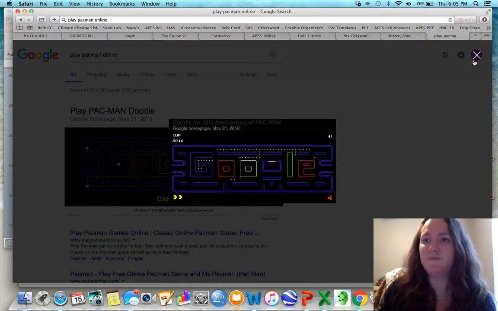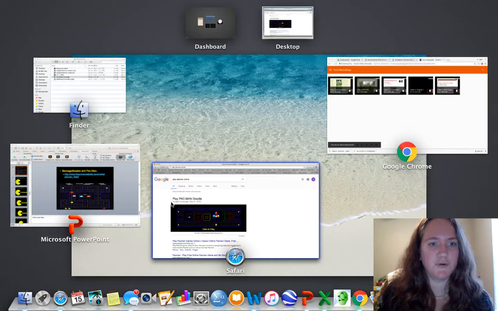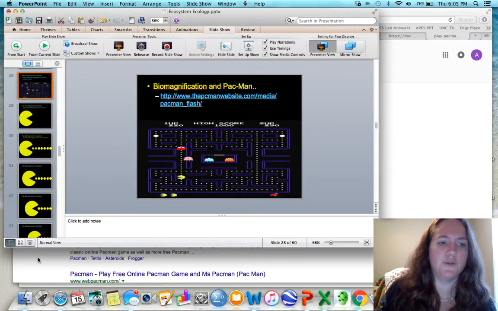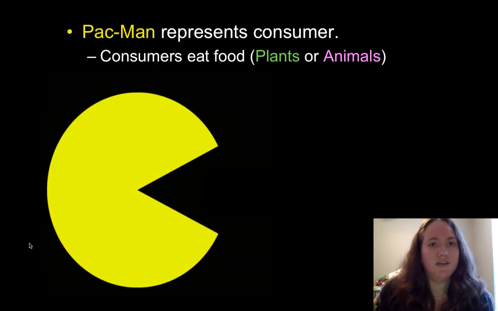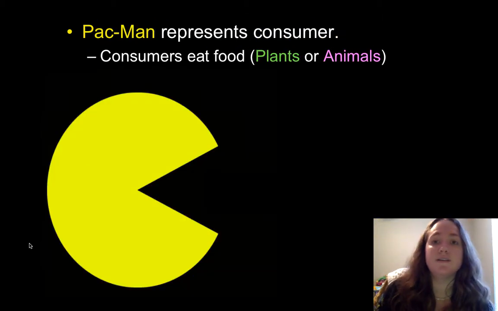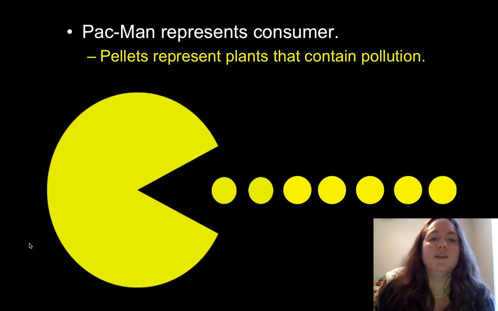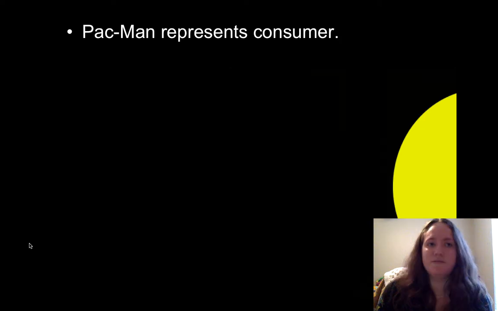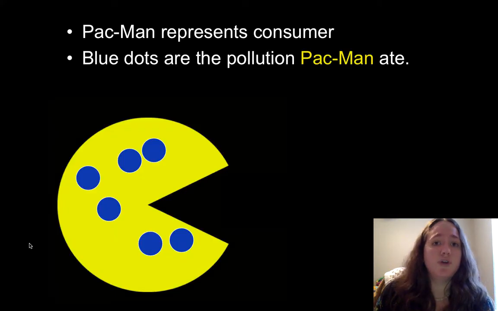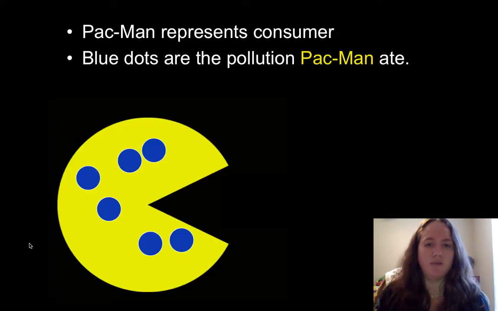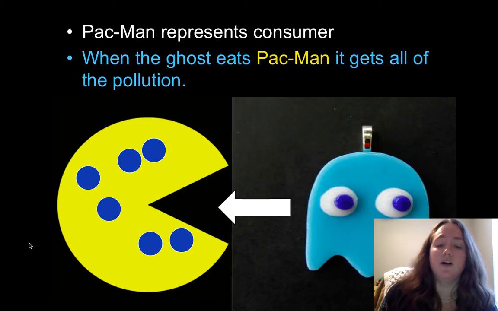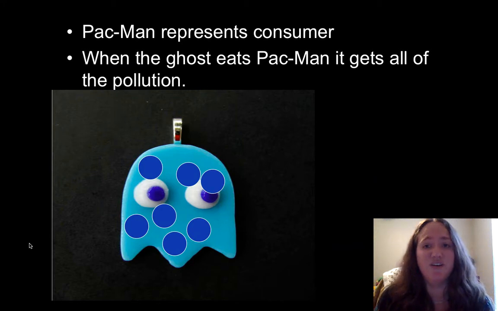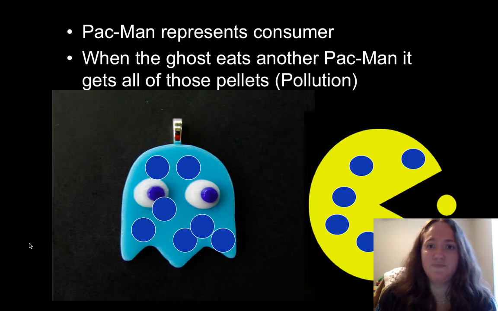Alright, so anyway. Now, let's go back to what we were talking about, and I'll tell you why we were playing Pac-Man. So imagine that Pac-Man is a consumer, and the consumer is eating food, plants or animals, and the pellets are going to represent pollution. So here's our Pac-Man eating pellets. Okay, so the blue dots are now going to be our pollution that Pac-Man ate. And then we have a ghost that's going to eat Pac-Man, and it's going to end up getting all of the pollution. So the ghost eats Pac-Man, and now it has all the pollution that Pac-Man had.